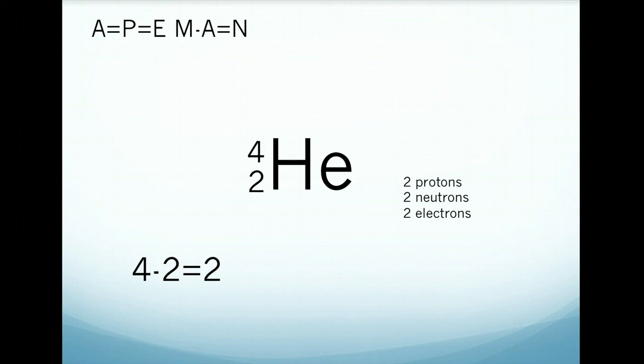Some atoms have what we call an isotope. So if we were to look at helium, it has one naturally occurring isotope, and an isotope is just a variation of a helium atom. And this happens to be helium-3. So it has a mass number of 3. It has the same atomic number of 2.